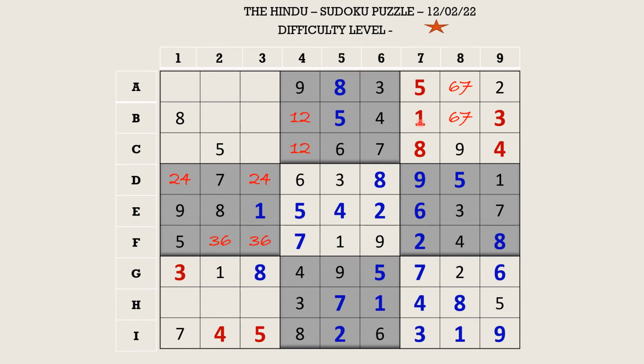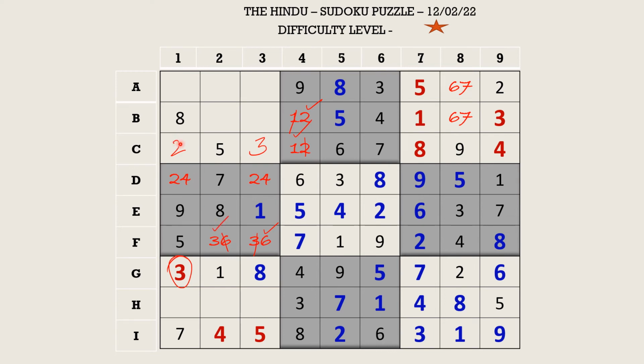So this 1 cancels out the 1 here. B4 becomes 2 and C4 becomes 1. Now in C row the missing numbers are 2 and 3. There is a 3 here in column 1 blocking. So C1 takes 2 and C3 takes 3. Now this 3 cancels out the 3 here. So F3 becomes 6 and F2 takes 3.